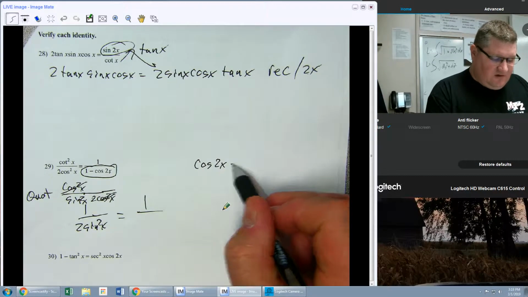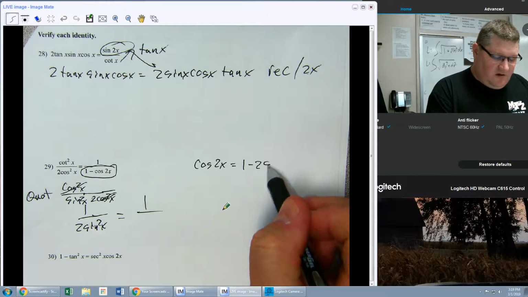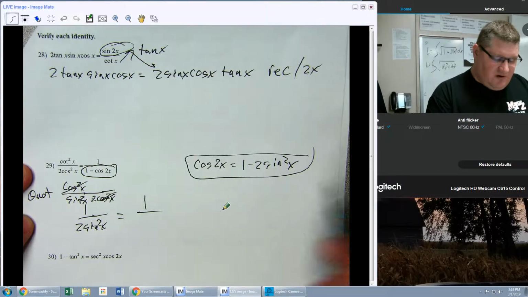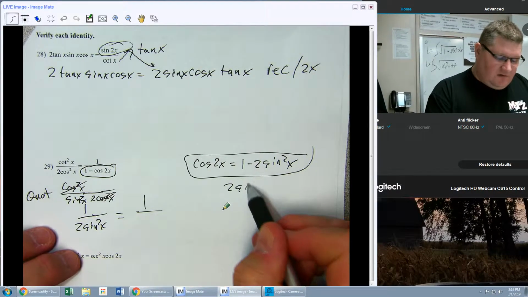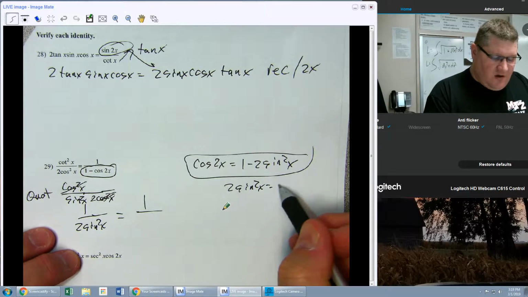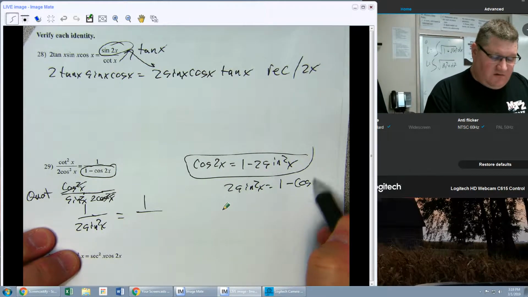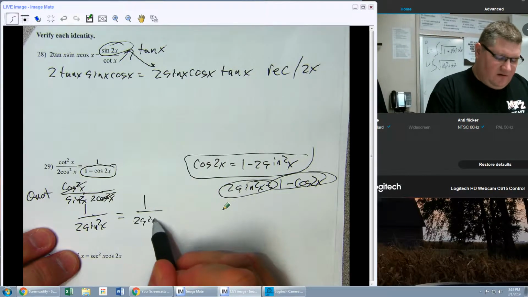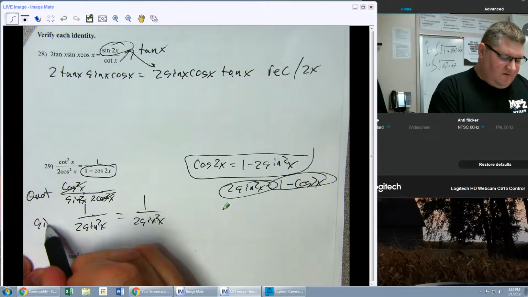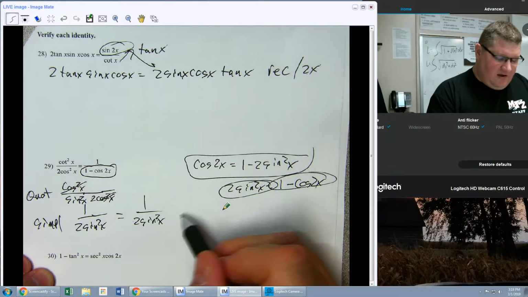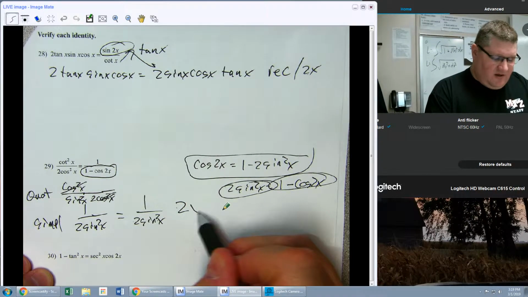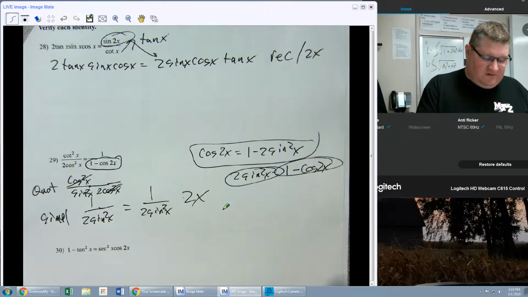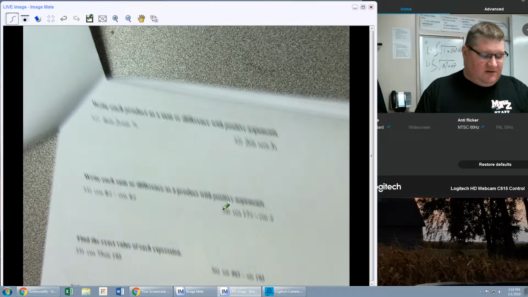Cosine 2x equals 1 minus 2 sine squared x. That's the property. And so now let's just rearrange. I get 2 sine squared x equals 1 minus cosine 2x. So this replaces this, 2 sine squared x. So we got simplify, and we have double angle. All right, and so there you go. This is almost as easy. So from there, you can do that one.